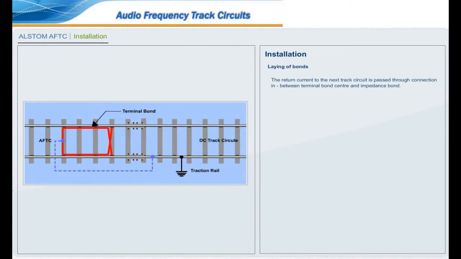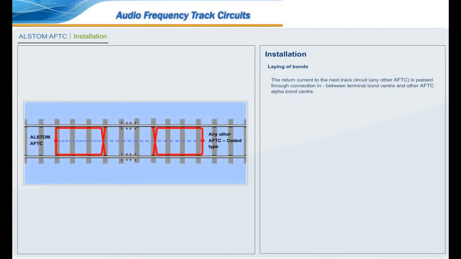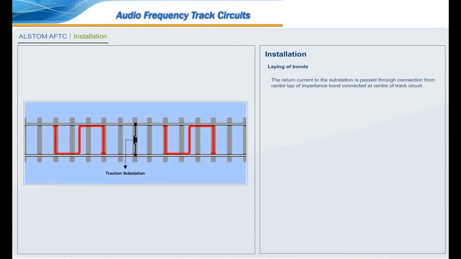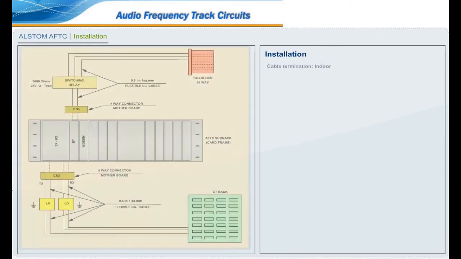The return current to the next track circuit is passed through the connection between the terminal bond center and the impedance bond. The return current to the next track circuit, any other AFTC, is passed through the connection between the terminal bond center and the other AFTC alpha bond center. The return current to the substation is passed through the connection from the center tap of the impedance bond connected at the center of the track circuit.